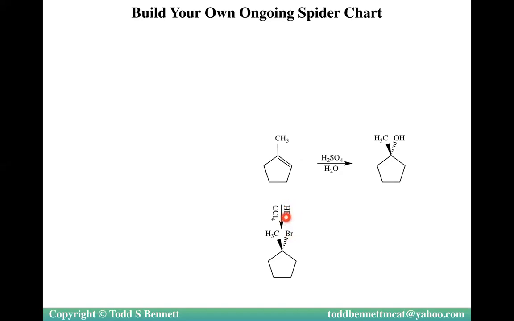And so know that this generically represents other potential additions, iodide and chlorine. But as long as it's a strong acid in CCl4, I'm going to get that. I'm going to expect you to be able to recognize HCl instead of HBr, or HI instead of HBr in this. Okay, the spider chart, it's going to be ongoing.